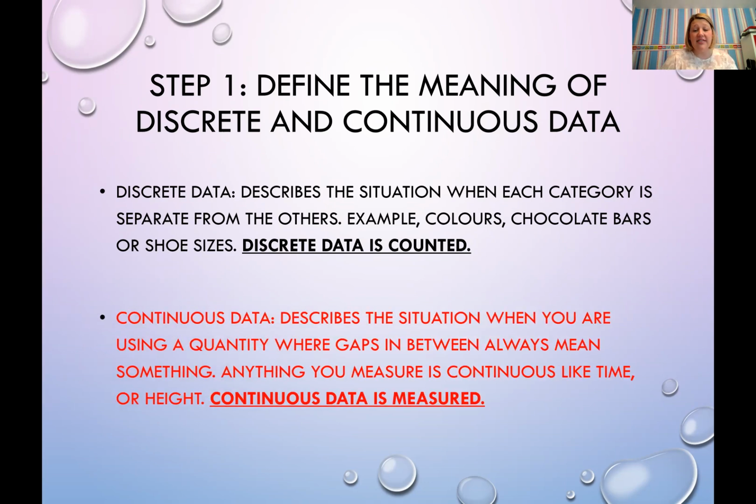Whereas continuous data describes a situation when you're using a quantity where the gap in between always means something. Anything you measure is continuous, like time or height. So continuous data is measured, and discrete data is counted. So that might be like the number of pieces of pasta on each person's plate, for example, whereas continuous data is measured, so the amount of water in 4 different jugs, for example, that's going to be measured.